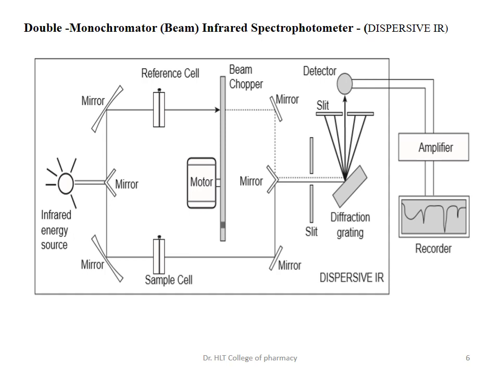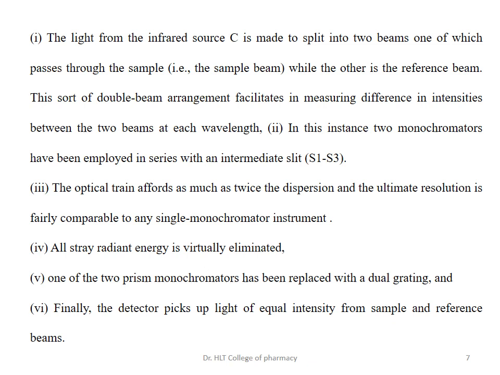Both the sample cell and reference cell are different. Two beams pass directly onto the sample and the reference cell. The source of light, as you have seen on the previous slide, is made to split into two beams, one of which passes through the sample, that is called the sample beam, and the reference beam, that is the standard we keep. The double beam arrangement facilitates measuring the difference in intensities between the two beams at each wavelength. One beam falls on the sample, another beam falls on the reference standard, and it has three slits, that is S1, S2 and S3.